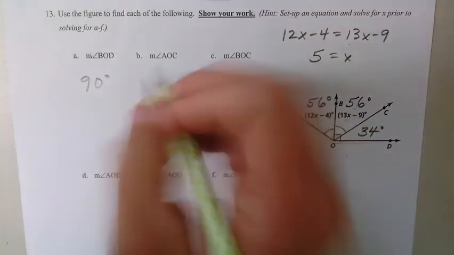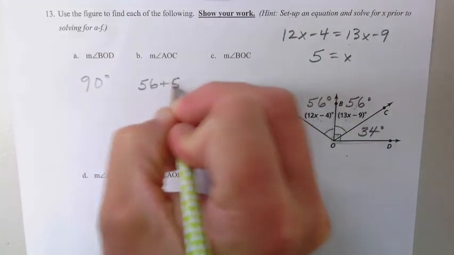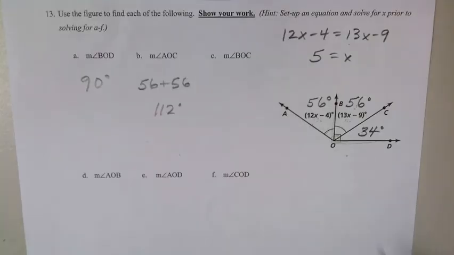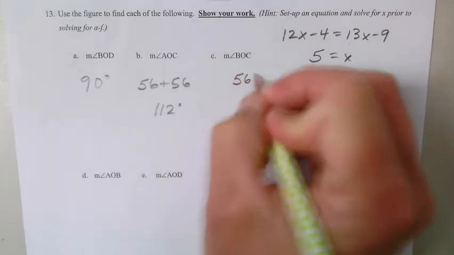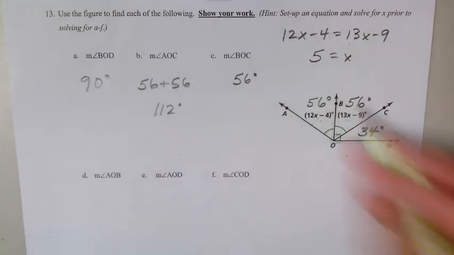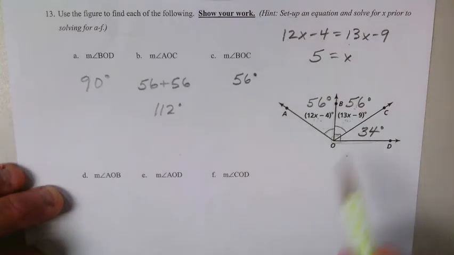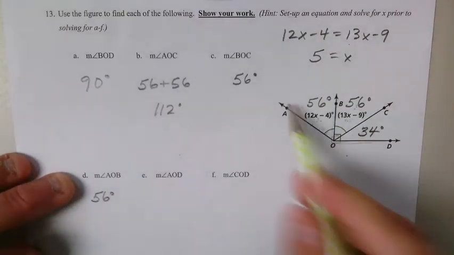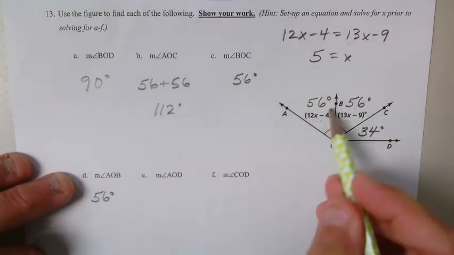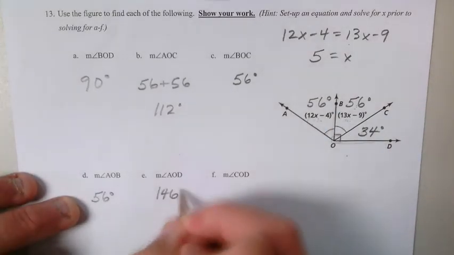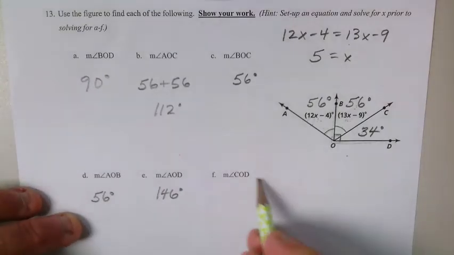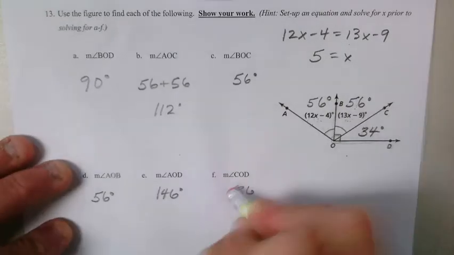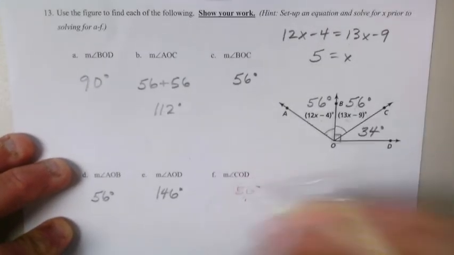So AOC is the sum of those two 56 degree angles. 112 degrees is AOC, okay? BOC, we already know, is 56. We already plugged in the 5 here to get that. AOB, we already know is 56 degrees. AOD is going to be 90 plus the 56, so 146 degrees. And then COD is going to be 34 degrees. Again, remember, we took 90 minus the 56 to get 34 degrees.